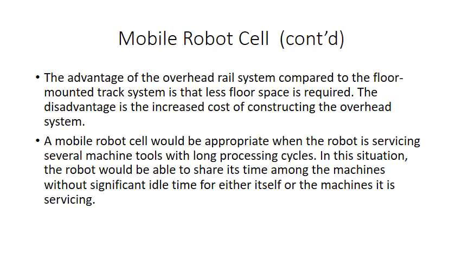The advantage of the overhead rail system compared to the floor-mounted track system is that less floor space is required. The disadvantage is the increased cost of constructing the overhead system. A mobile RoboCell would be appropriate when the robo is servicing several machine tools with long processing cycles. In this situation, the robo would be able to share its time among the machines without significant idle time for either itself or the machines it is servicing.